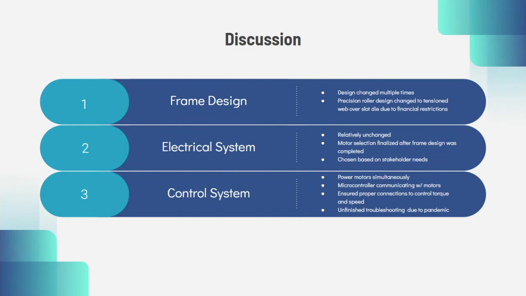Later, it was decided that a roll-to-roll system would control a PET substrate and be designed in a way that allowed the precision roller with a slot die to be placed onto the assembly in the future. Finally, a reduction in scope and financial restrictions would not allow for the purchase of a precision roller and slot die head altogether. It was settled that instead, a tension web over slot die method would be used.